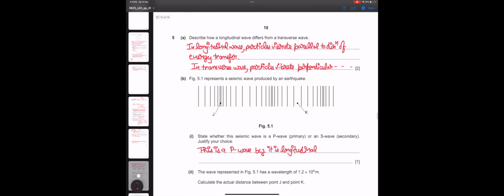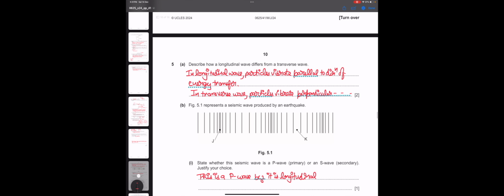Alright, now let's move on. Now, describe how longitudinal wave differs from transverse wave. We simply know that in longitudinal, particles vibrate parallelly, and in transverse, particles vibrate perpendicular. So, I've written in longitudinal wave, particles vibrate parallel to the direction of energy transfer, and in transverse, they vibrate perpendicular to direction of energy transfer.